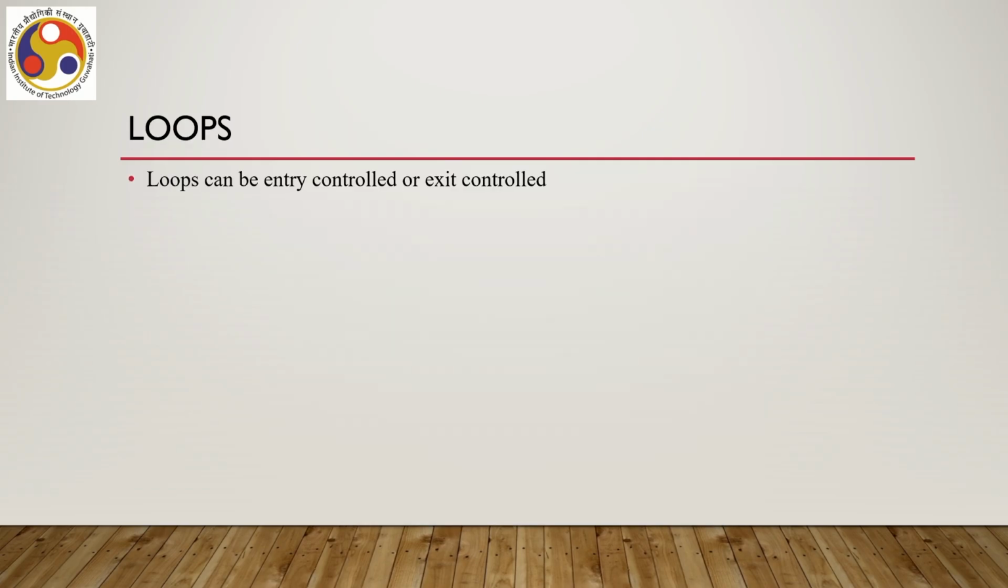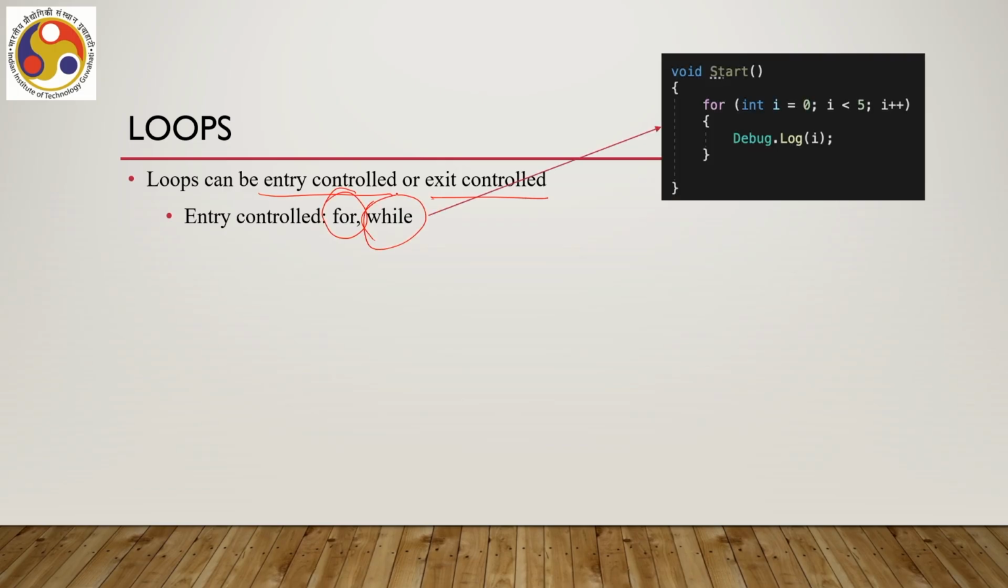Then there is loop support also, again similar to other programming environments. Now, loops can be entry controlled or exit controlled. When we are using constructs such as for or while, these are entry controlled loops, as shown here. For example, in this function Start we have an entry controlled loop, that is, at this stage only the loop conditions are set and then the loop body executes.